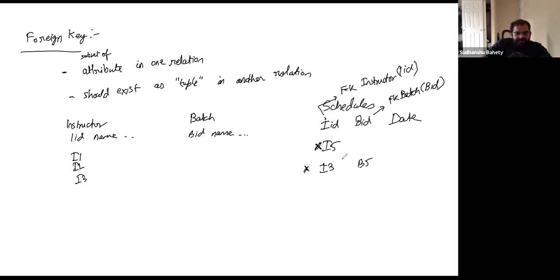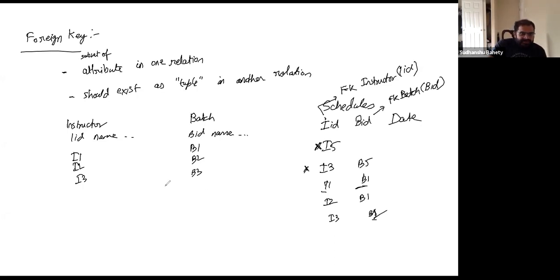It will only accept those entries for which something is already present. So say B1, B2, B3 are present. Then in the foreign key you can add I1 and B1 because it's present in both. You can add I2 and B2, I2 and B1. You can add I3 and B2, and so on and so forth. Because everything exists as a tuple in another relation. So B1 exists as a tuple in another relation, B2 exists as a tuple in another relation. Pardon my handwriting, I butchered it, but you get the idea, right?